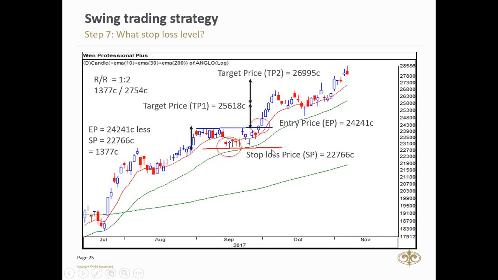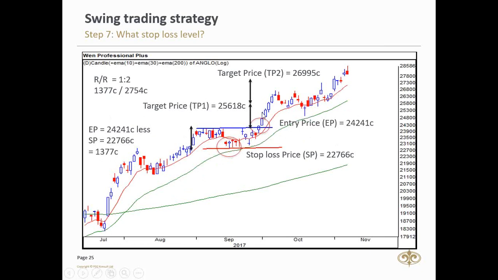227.66 cents. The difference between the two of them gives me 13 Rand 77. So we're talking about risk reward ratio, and you should be in a scenario where you're always working on a minimum of risking 1 Rand to make 2 Rand. So my stop loss is 13 Rand, but ideally I want to risk 1 to 2.